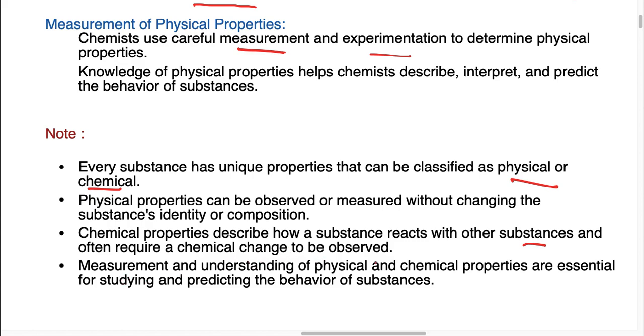Measurement and understanding of physical and chemical properties are essential for studying and predicting the behavior of substances. To predict the behavior of a substance, we have to know about its properties, whether physical or chemical. So we can say that to predict the behavior of any substance, we have to know about its properties.